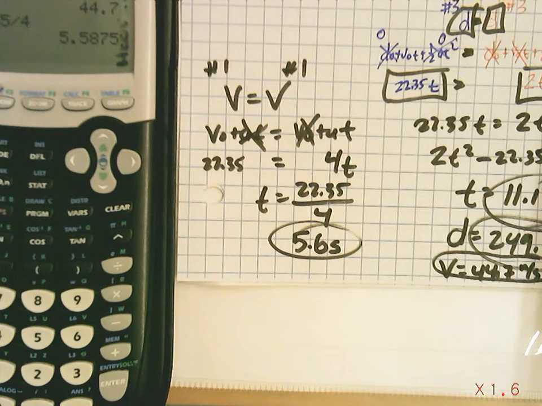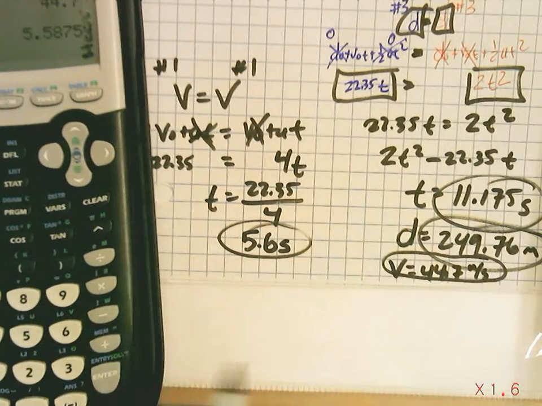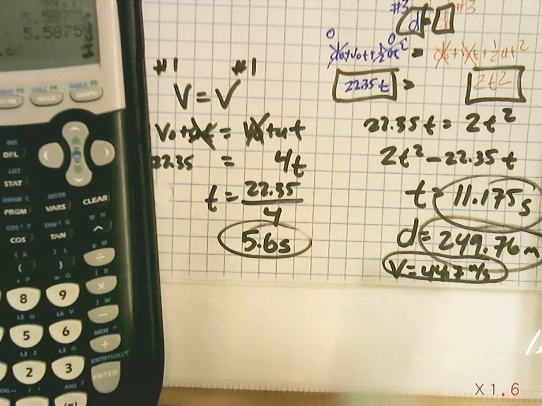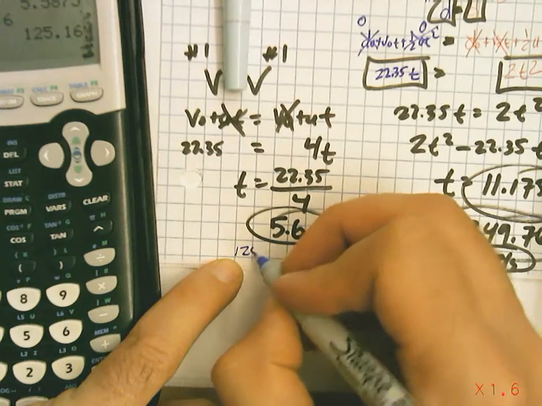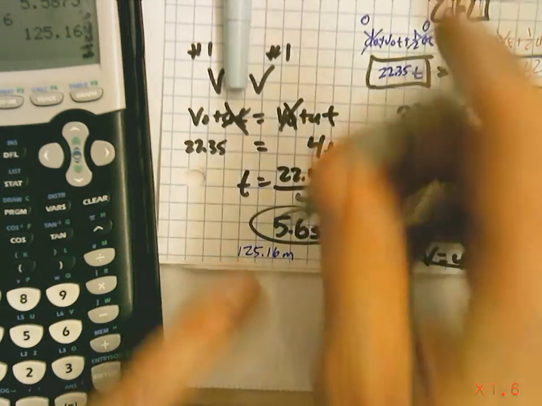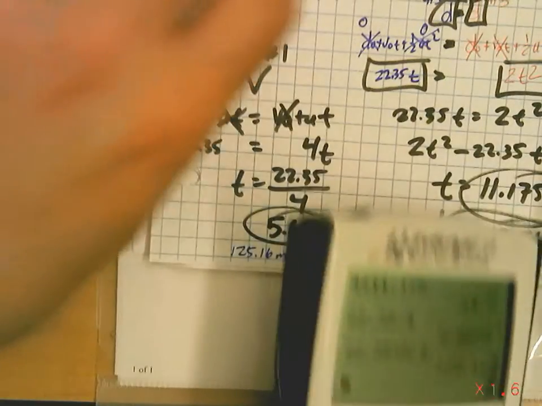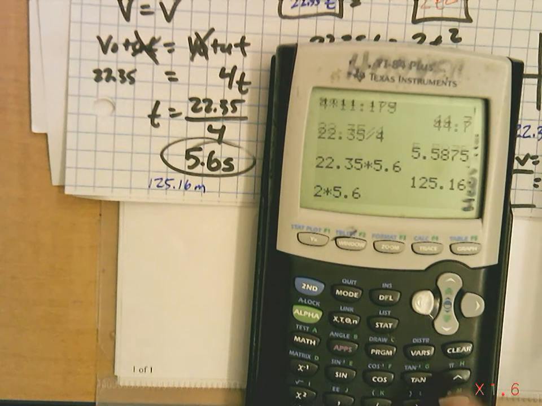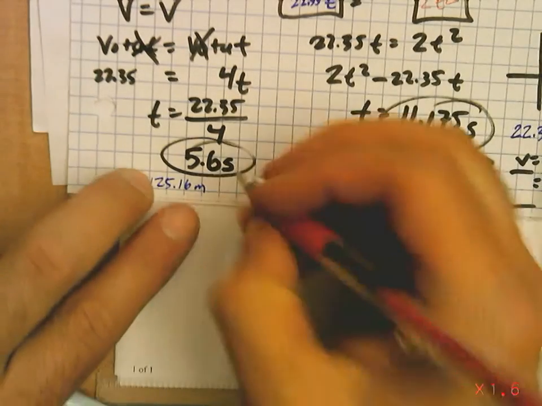Of course, we could then take that time and plug it back into our distance expressions, and we could figure out what they would be. 22.35 times 5.6 gives me 125.16 meters at 5.6 seconds. And then I can do the same thing for the other one as well, and I can plug it into 2t squared, 2 times 5.6, and then I could square that, and I get 62.72.